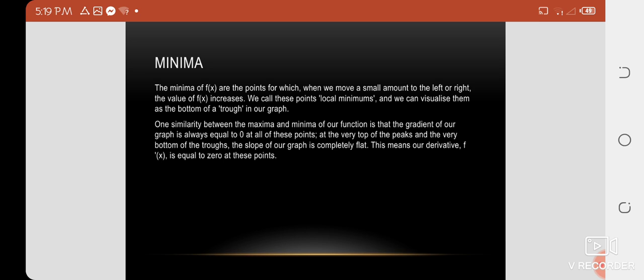One similarity between the maxima and minima of our function is that the gradient of our graph is always equal to 0 at all of these points, at the very top of the peaks and the very bottom of the troughs. The slope of our graph is completely flat. This means our derivative f'(x) is equal to 0 at these points.